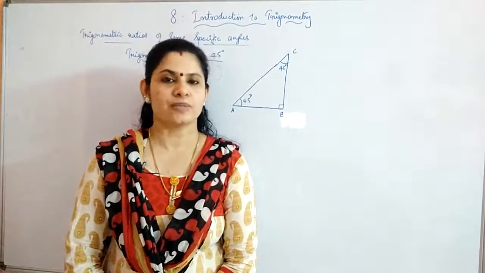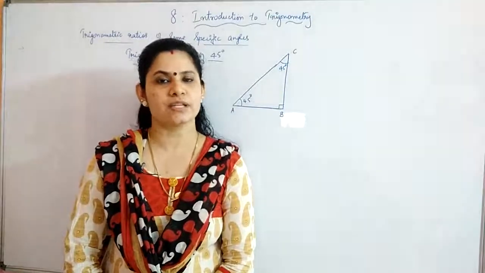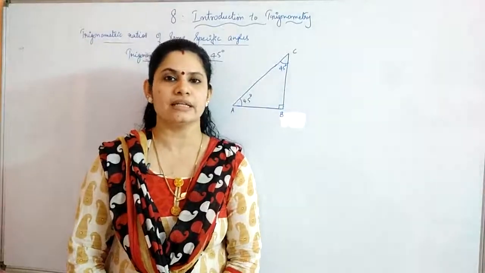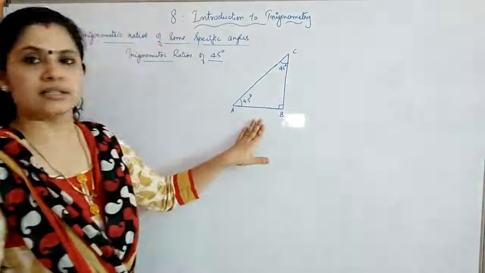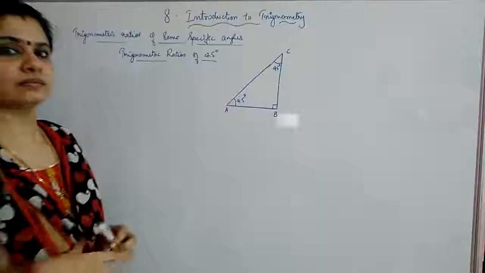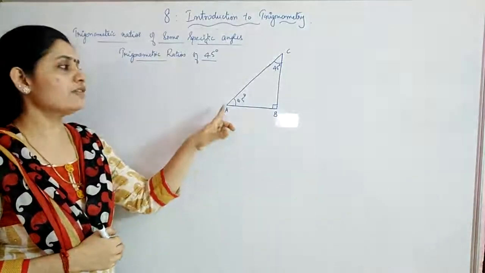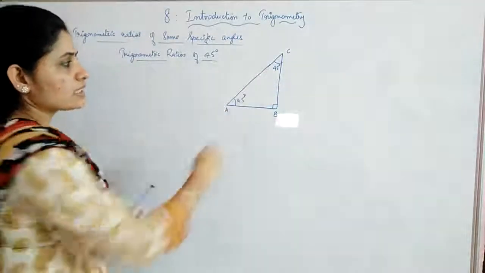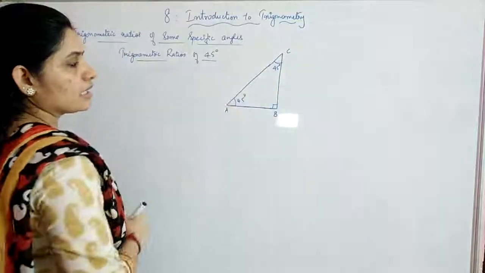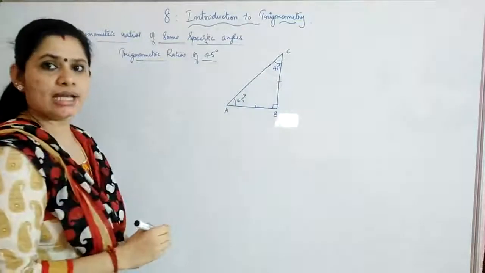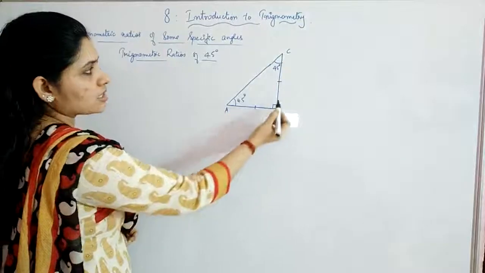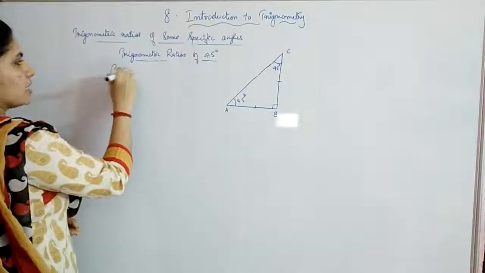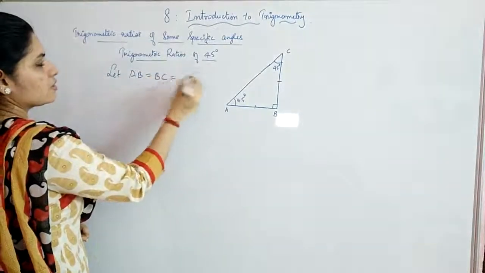Today we are discussing the topic trigonometric ratios of some specific angles, and the first thing we are dealing with here is trigonometric ratios of 45 degree. For that we are considering a right triangle at B, and one of the angles is 45 degree, then the other angle will also be 45 degree. That means two angles of the triangle are equal, so their opposite sides will be equal by the isosceles triangle property. So we are getting AB equal to BC, equal to some quantity we are taking.